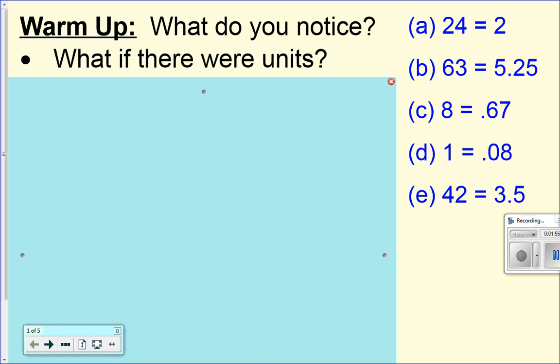Because we know 24 doesn't equal 2. But he said 24 divided by 12 for each one gave us the answer. So what if there were units? 24 inches equals 2 feet. Does 24 inches equal 2 feet? Okay, so we could have inches and feet.